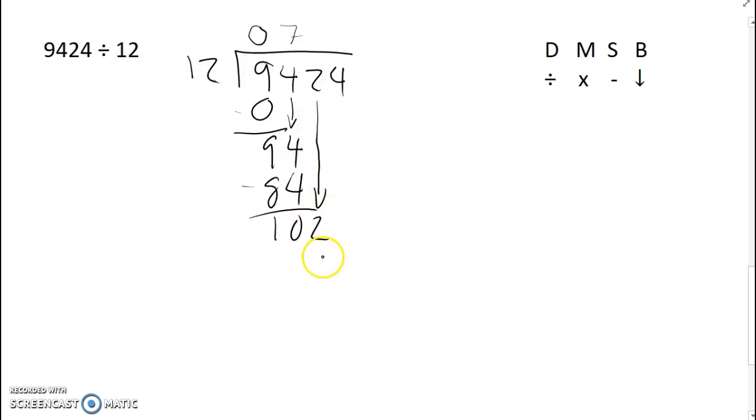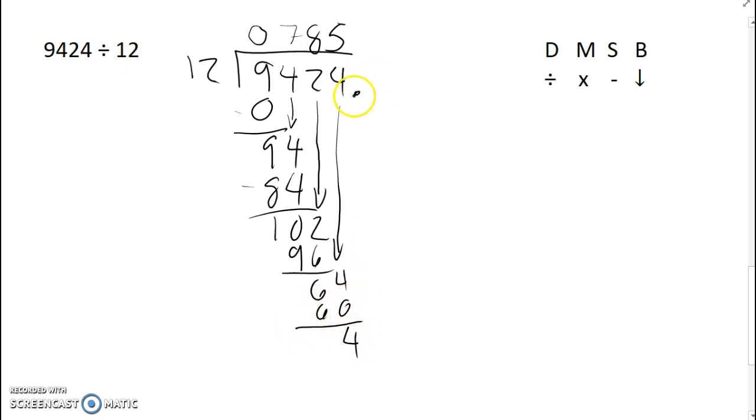How many 12s are in 102? Well, there are 8. 8 times 12 is 96. I subtract, I end up with a 6. I bring down this 4. How many 12s are in 64? There are 5. 5 times 12 is 60. I subtract, I get a 4.